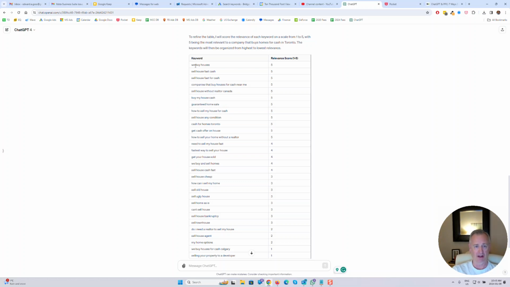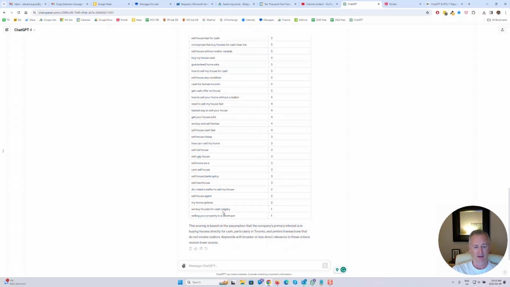so I can assume anything in the 5 group is going to be highly relevant. Anything in a 1 is not. And so this one's interesting, right? Buy for cash in Calgary. Well, Calgary is not the market of interest, so definitely put that one in a lower relevance.